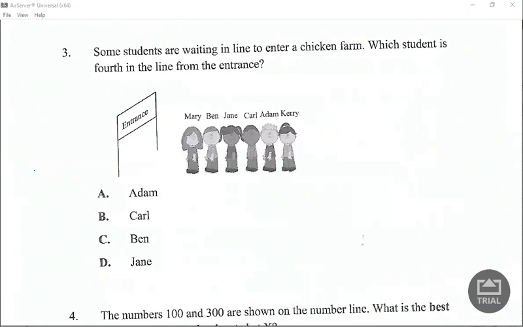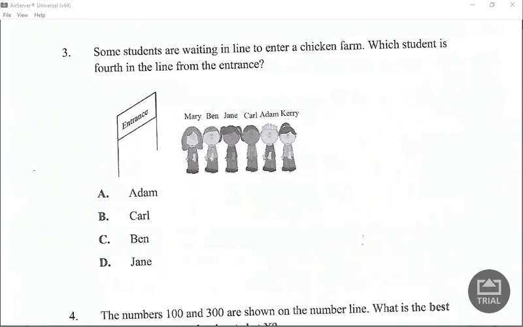Let's move on to 3. Some of the students are waiting in line to enter the chicken farm. Which student is fourth in the line from the entrance? So here we have the entrance. So this is first, second, third, and fourth. So that would be Carl.